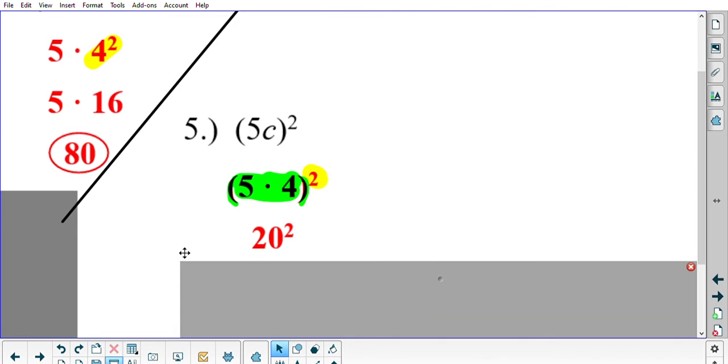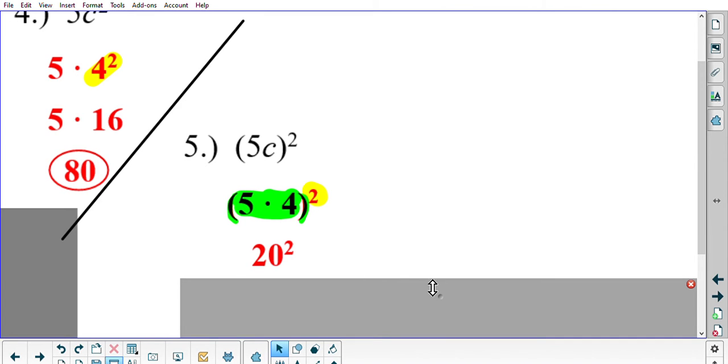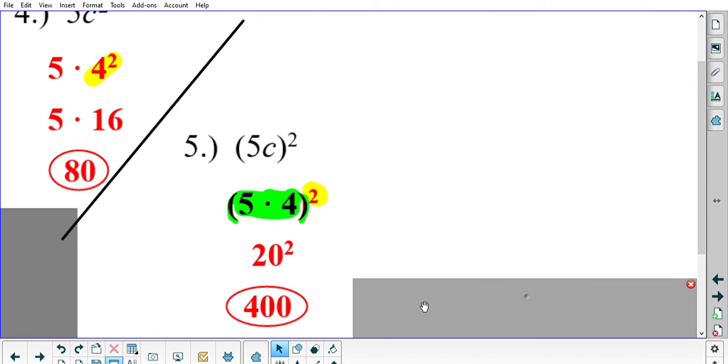Now, to finish off number 5, 20 to the second power. That means 20 times 20. Some of you could probably do that mentally in your head. Others of you might need to go off to the side and figure that out. But kind of like how 2 times 2 is 4, 20 times 20 is going to be 400. And so as you can see, number 4 did not have parentheses. Number 5 did have parentheses. They end up being very different kinds of answers.